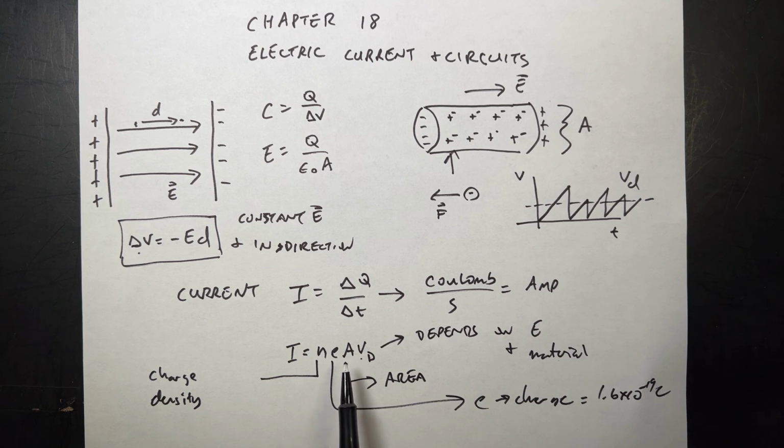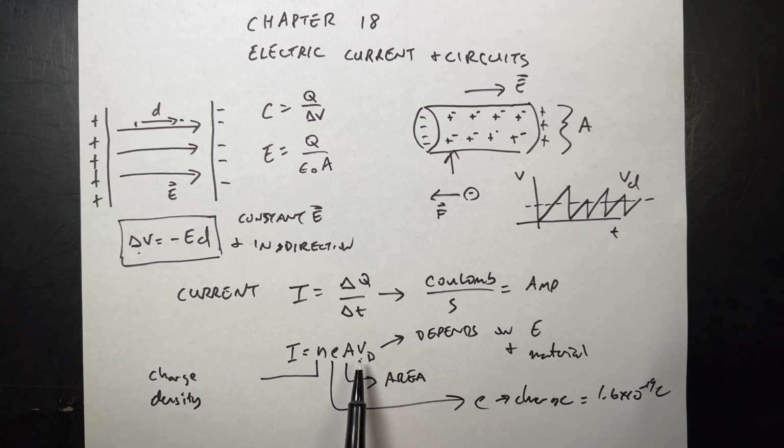Because if I make the wire bigger and I keep everything else the same, I'm going to have a higher current. And that depends on the wire plus the electric field. Okay, but the electric current is the flow of charge. That's the important thing.